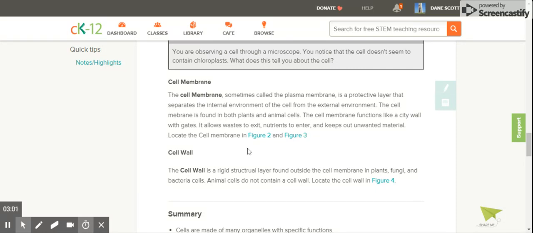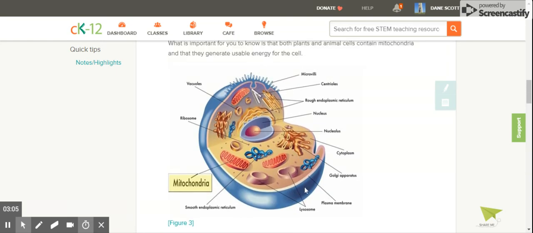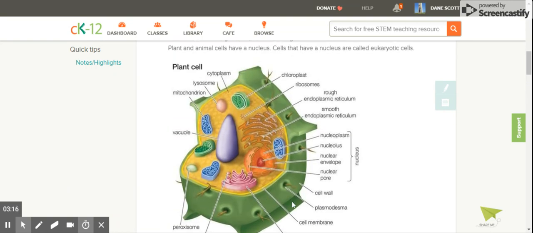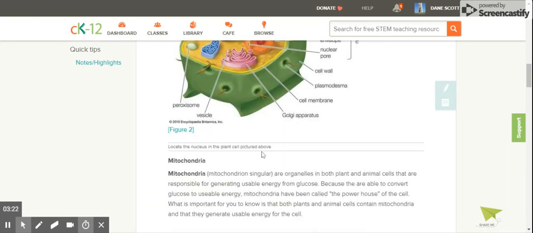Locate the cell membrane in Figure 2 and Figure 3. This is Figure 3. We have the cell membrane on the outside here. It's called the plasma membrane here. And in this image, it should be that yellow layer. There it is, the cell membrane right there.